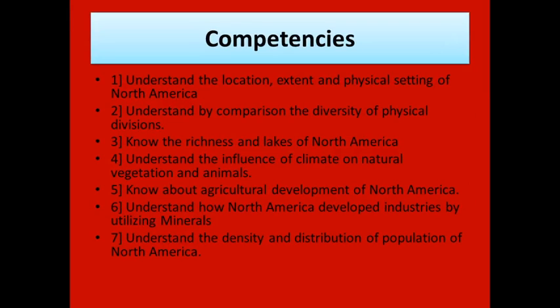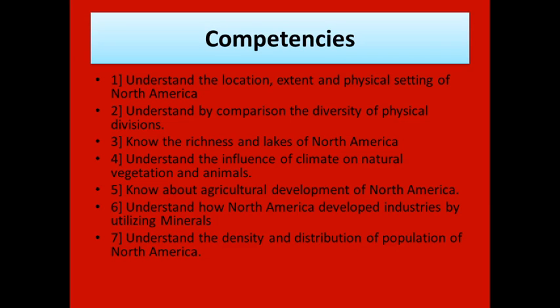Here you can see the competencies. You have to understand the location, extent and physical setting of North America. Second, understand by comparison the diversity of physical divisions. Know the richness and lakes of North America. Understand the influence of climate on natural vegetation and animals.